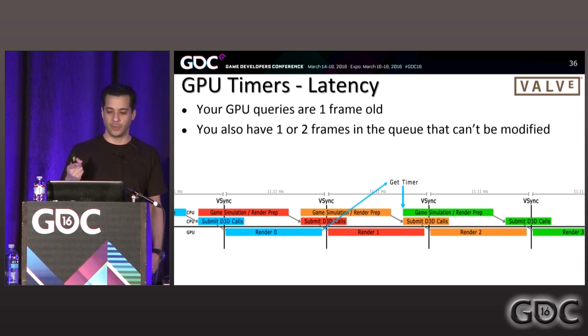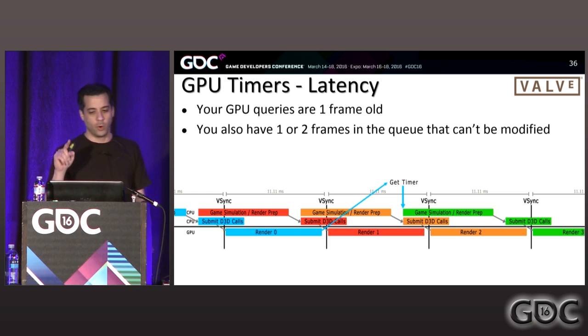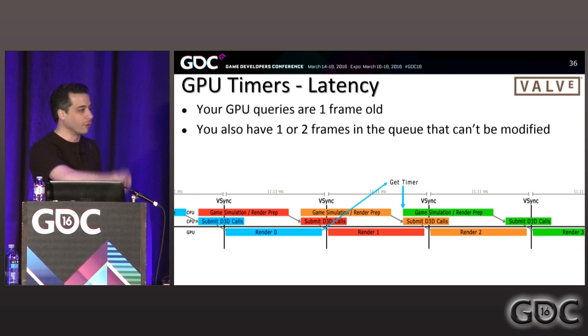So if we look at the green frame, at the start of the green frame on the game simulation frame, we're going to ask the GPU for its latest timer. And what we're going to get is the timer from the blue frame that rendered in the past. You can't get the red frame's timer yet because it's still actively rendering.